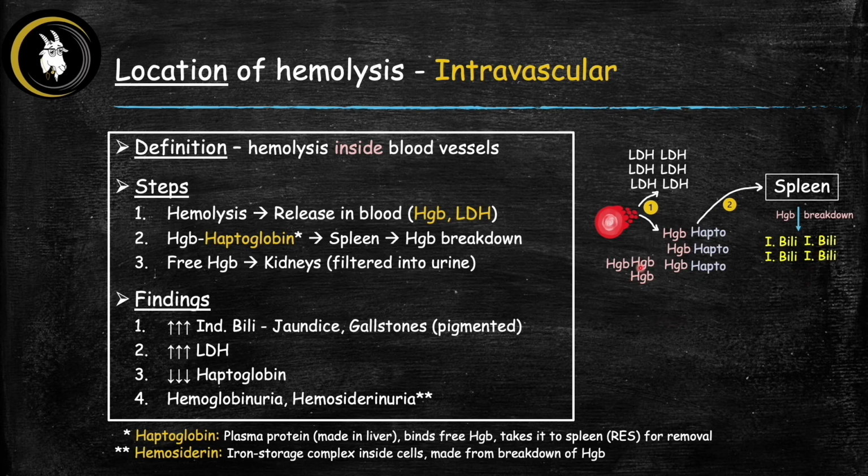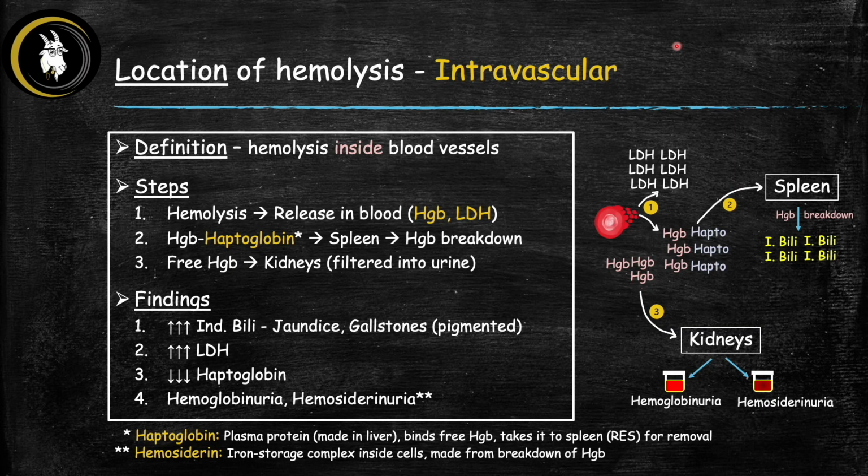Now, there's not enough haptoglobin to bind all the hemoglobin that was spilled out of our red blood cells, so some of this hemoglobin is going to remain free in the blood and circulate to all the other organs. And when this free hemoglobin gets to the kidneys, it becomes filtered into the urinary system. And this causes the two very high-yield pathognomonic findings of intravascular hemolysis.